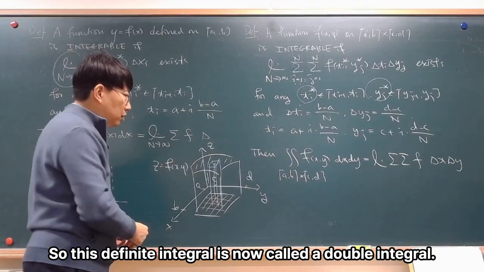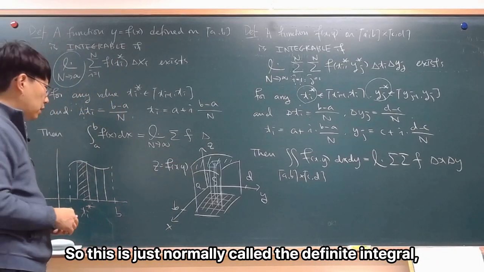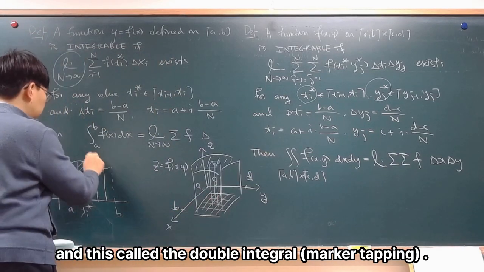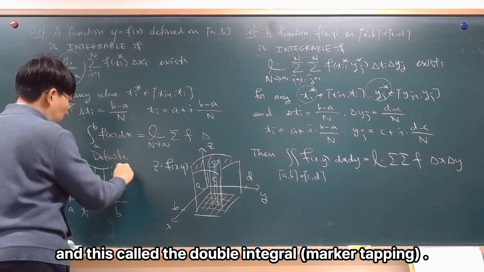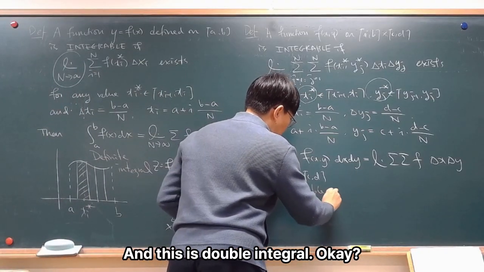So this definite integral is now called a double integral. This is just normally called the definite integral. This is called the double integral.